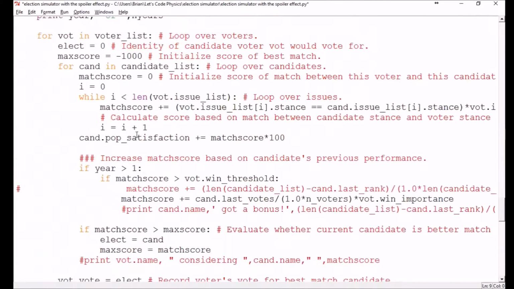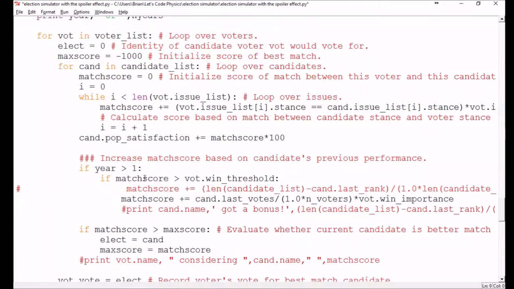The next thing we need to change: we're leaving the match score calculation just as it was before, and we're leaving the candidate population satisfaction just as it was before. So this "I want my candidate to win, I want your candidate to lose" mentality does not factor into satisfaction, because just because you voted for somebody doesn't mean you were satisfied with them. And I need to stop right there or else I will ruin my disclaimer from the first video.